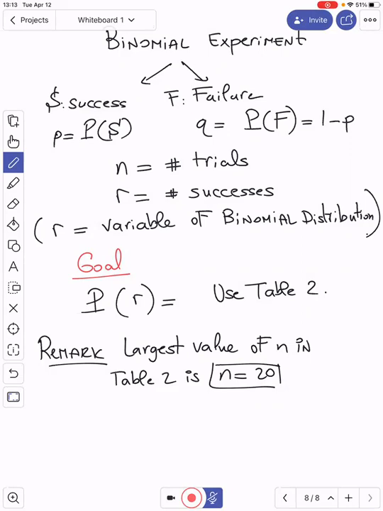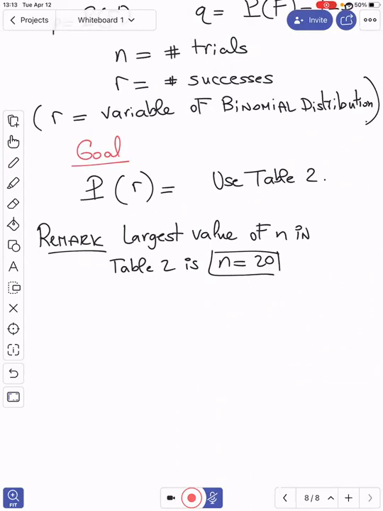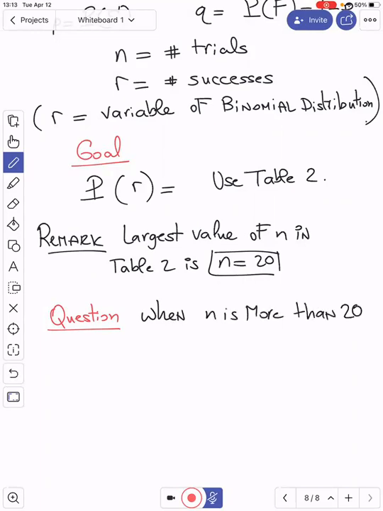Anyway, so the question is, how do we compute this probability of R successes for large N? So when N is more than 20, of course we cannot use our chart because the largest value of N is 20.